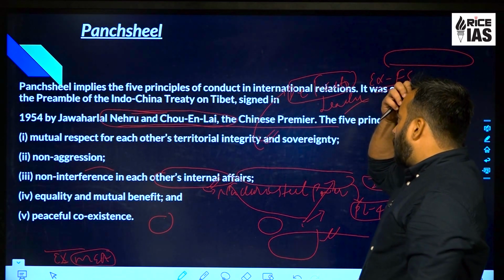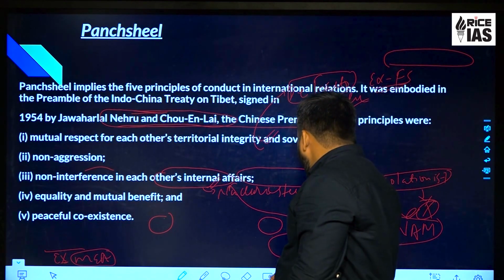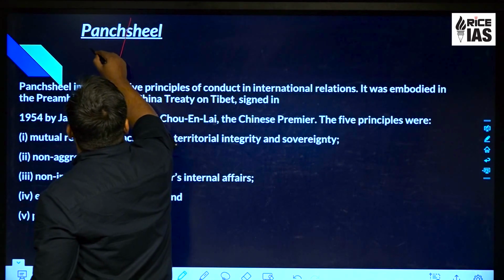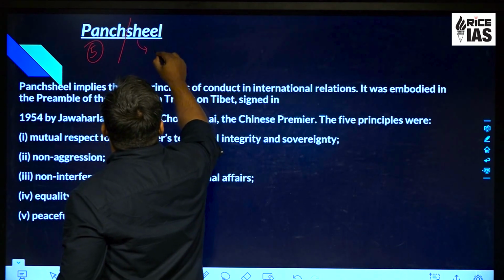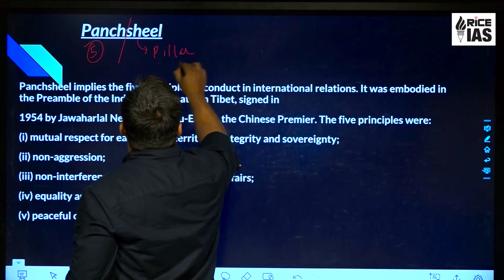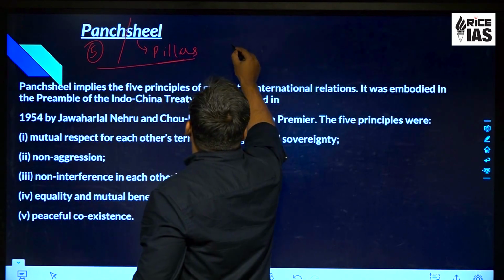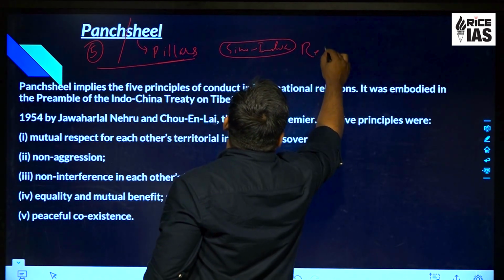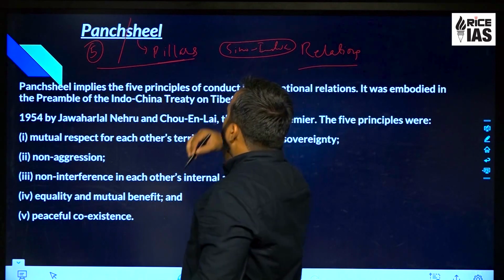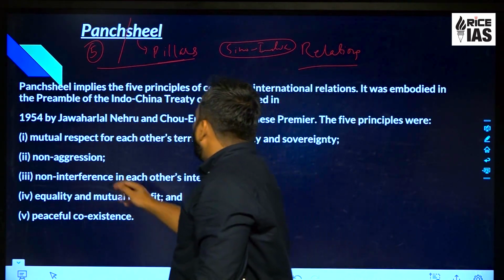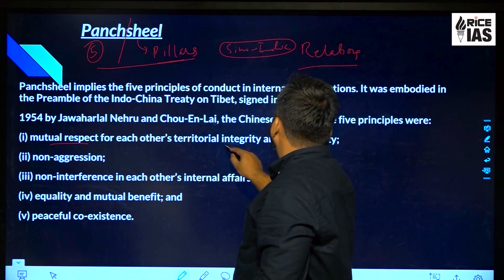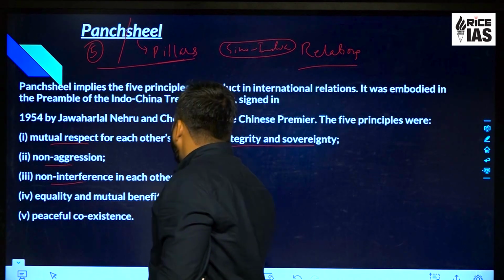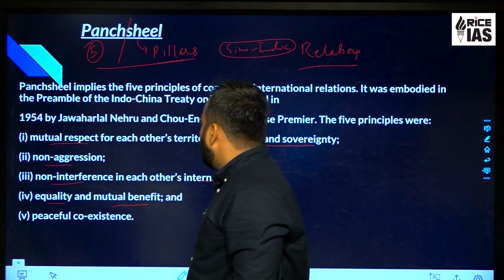This was the time when Panchashil was founded. Panch means 5, Shil means pillars. So 5 pillars of Sino-India relations. What are these 5 pillars? Mutual respect for territorial integrity and sovereignty, non-aggression, non-interference in domestic affairs, equality and mutual benefit, peaceful coexistence.